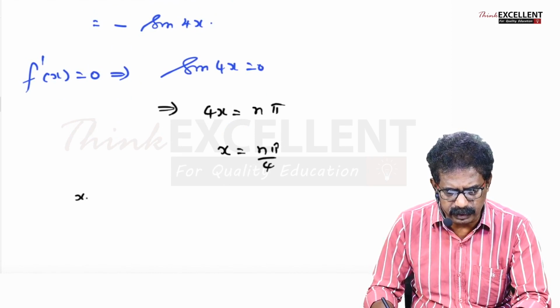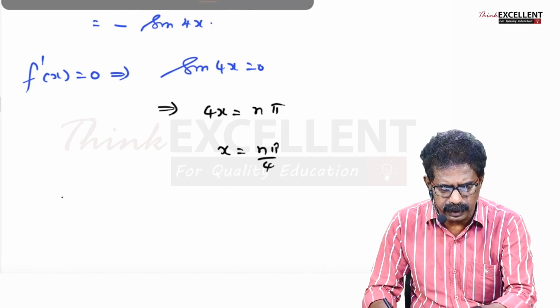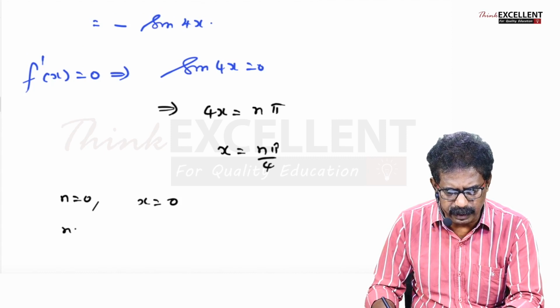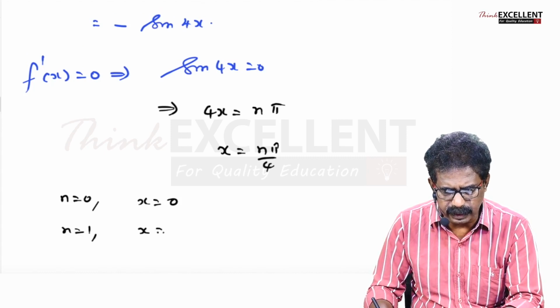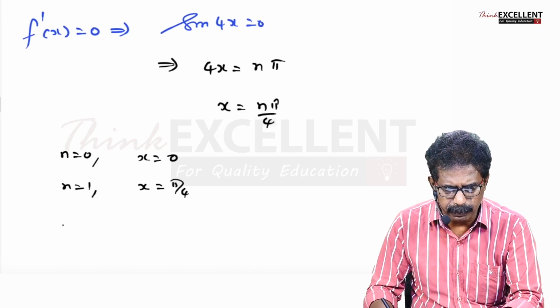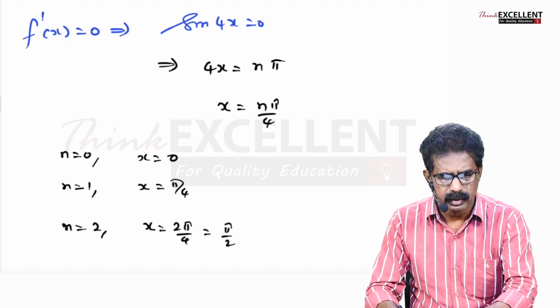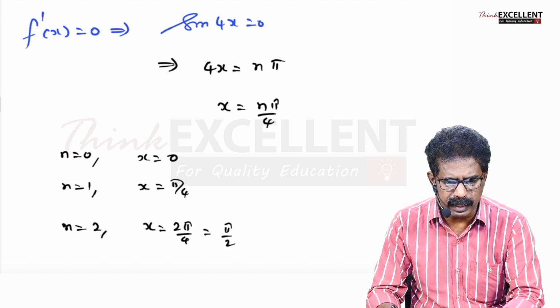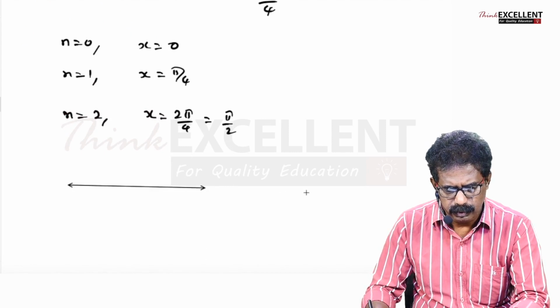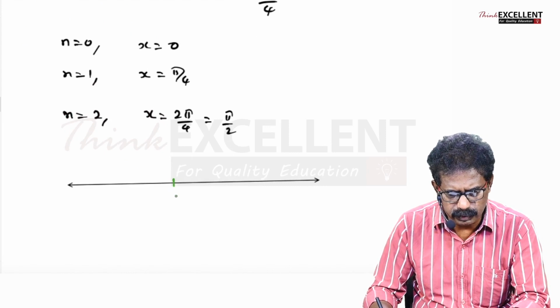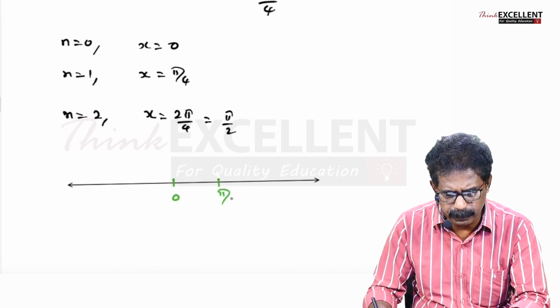So first you put n equal to 0. When you put n equal to 0, you are getting x equal to 0. When you put n equal to 1, you are getting x equal to pi by 4. When you put n equal to 2, x equal to 2 pi by 4, cancel, pi by 2. Okay, a lot of points you got. So put all these in a number line. So 0 is there. 0, 45, pi by 4, pi by 2, 90, and so on.